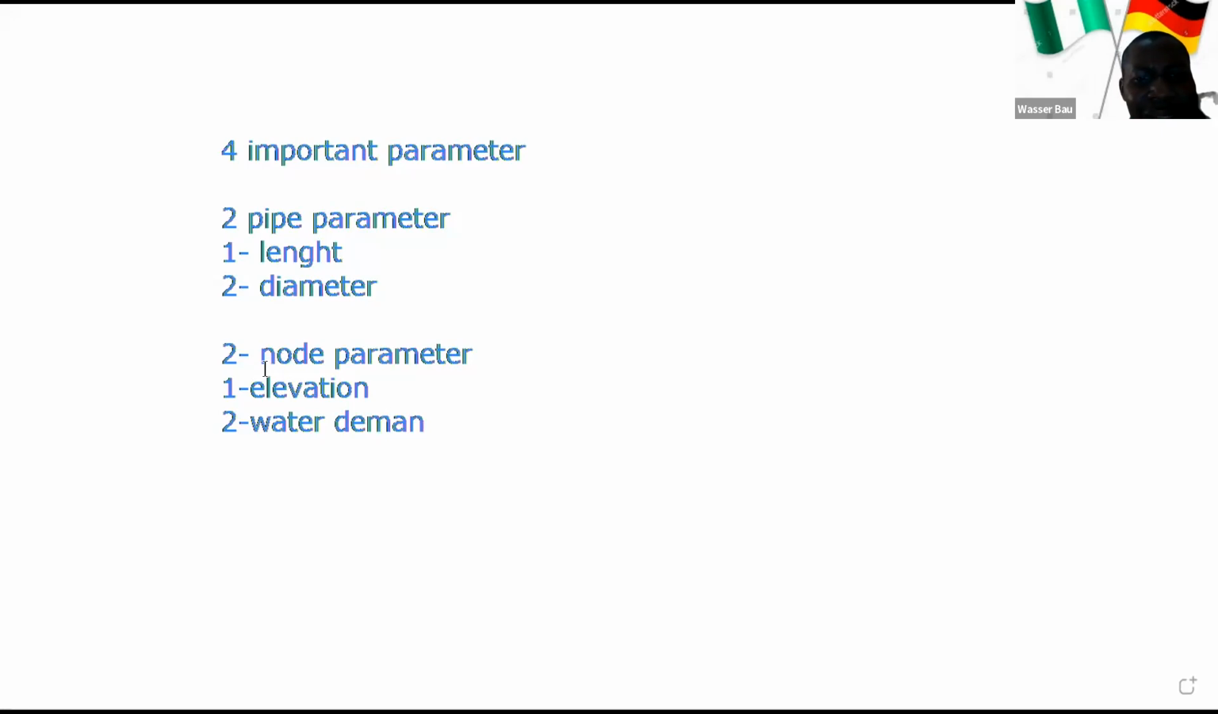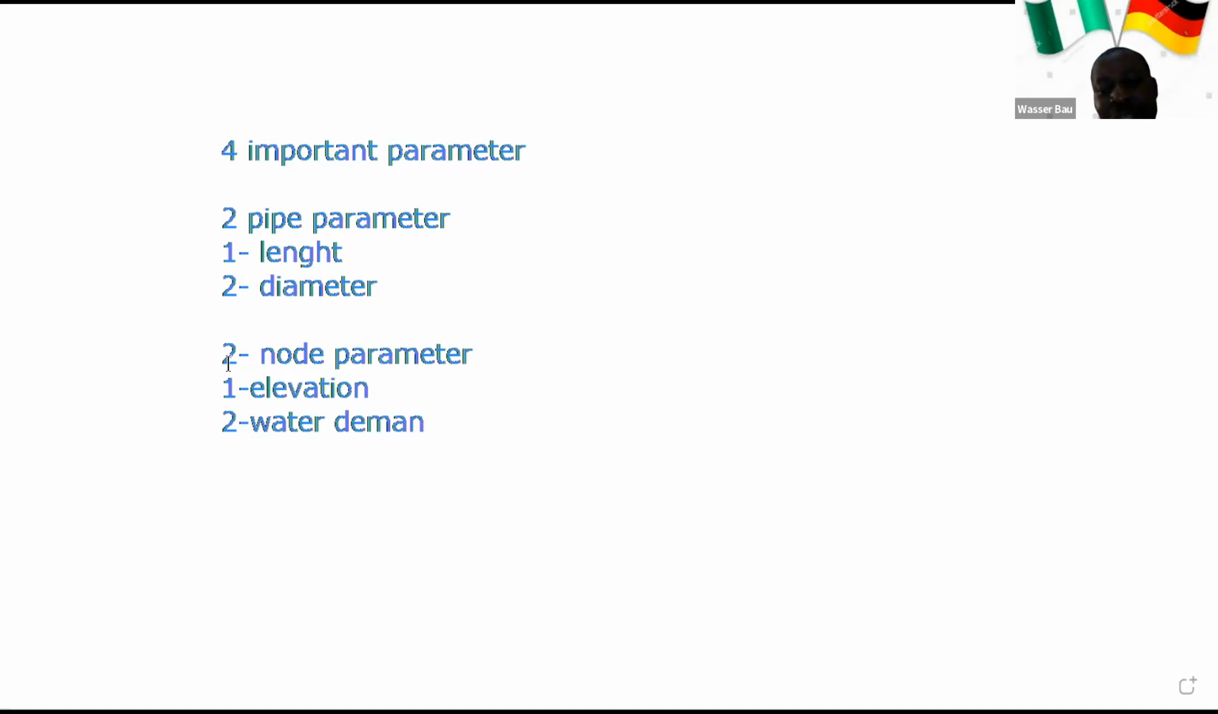For the node parameters, once I send my surveyor to go to site and take the elevation, the spot height, the coordinate of the place, he will come back and give me the coordinates. I automatically have the elevation. It will help me to know where to locate my overhead tank and how best to design my network in such a way that I keep moving from higher elevation to lower elevation, so that I maximize the head I have.